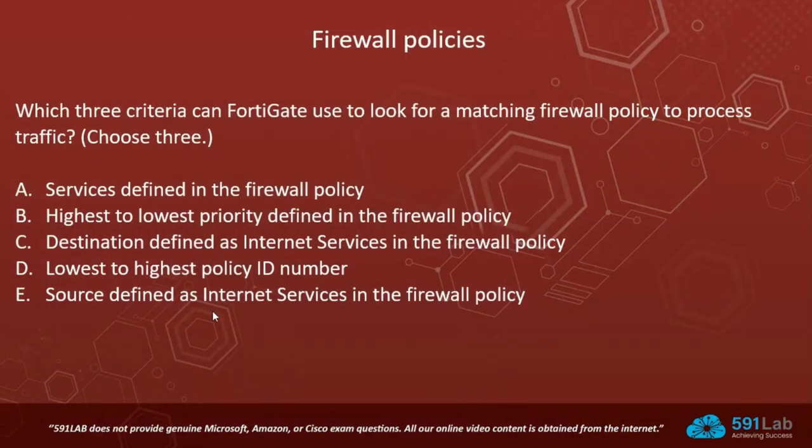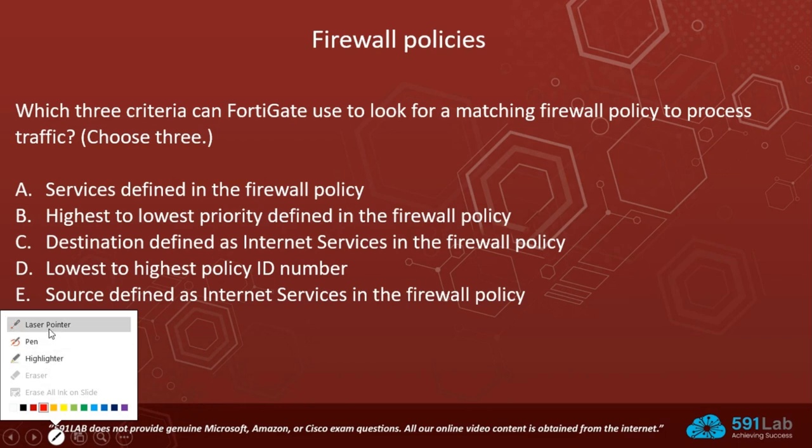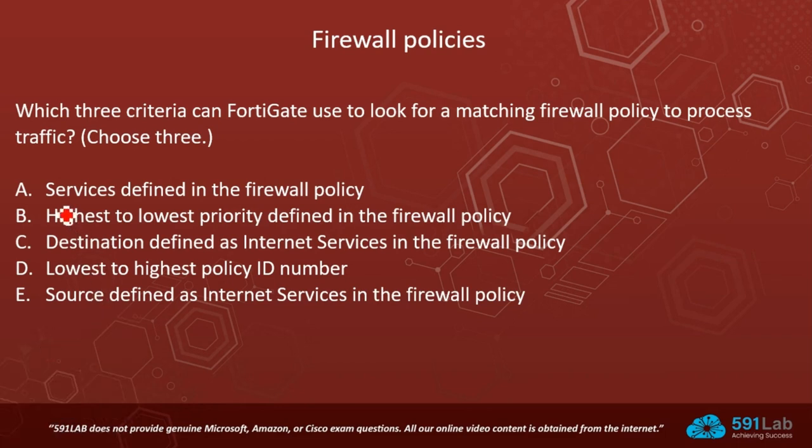The question is which 3 criteria can FortiGate use to look up a matching firewall policy to process traffic. The correct answers are answer A, service defined in the firewall policy. Answer C, destination defined as internet service in the firewall policy. Answer E, source defined as an internet service in the firewall policy.